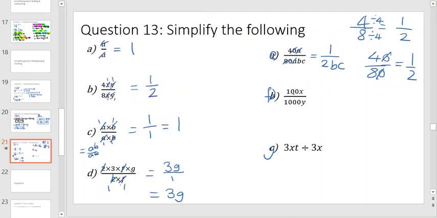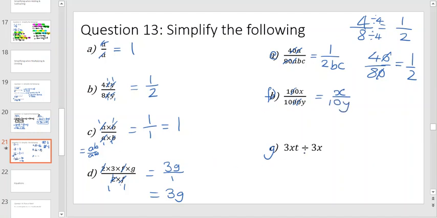All right, now if I've got 100 over 1,000, I know the trick: cross off one 0 at the end and one on the bottom. One 0 at the end, one on the bottom. No more zeros on top, so I can't cross off that 0. I am left with 1 times x, which is just x, over 10, and then y.